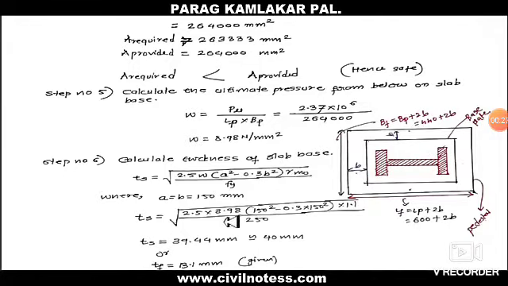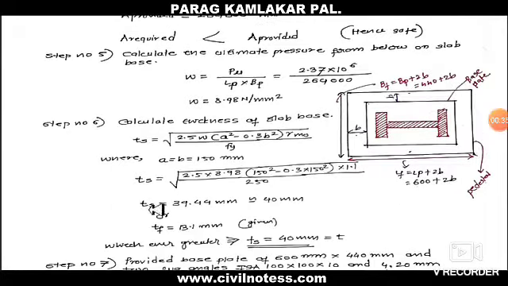Now where a is equal to 150, all values we have, so we substitute all the values. We got the thickness of the slab base as 39.44, which is equal to 40 mm, right?